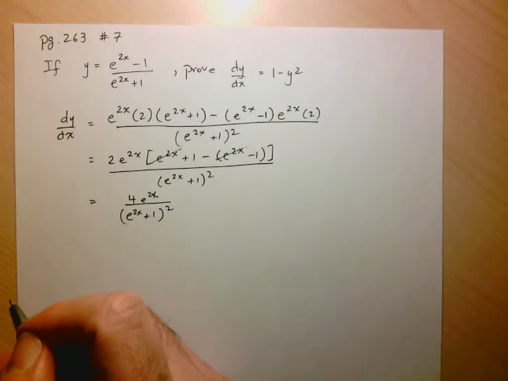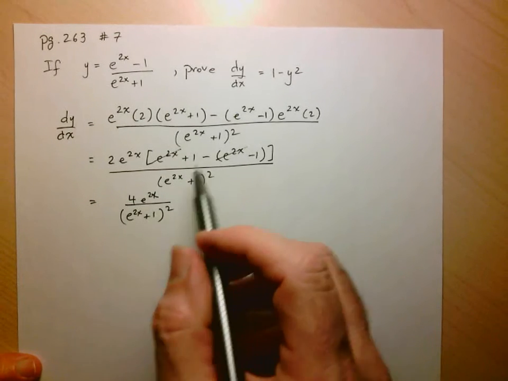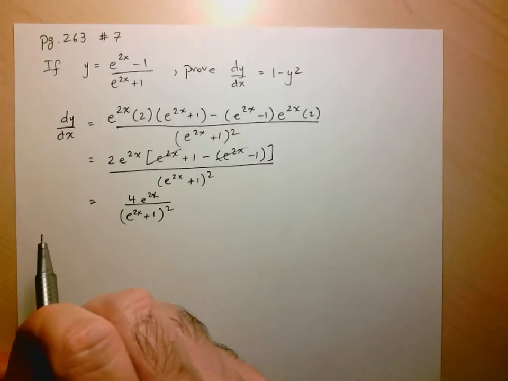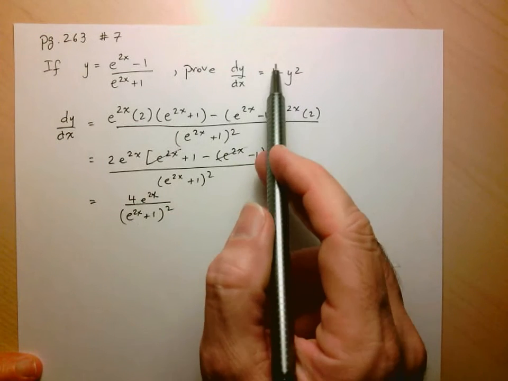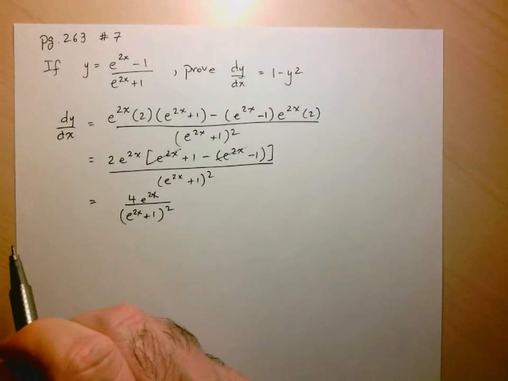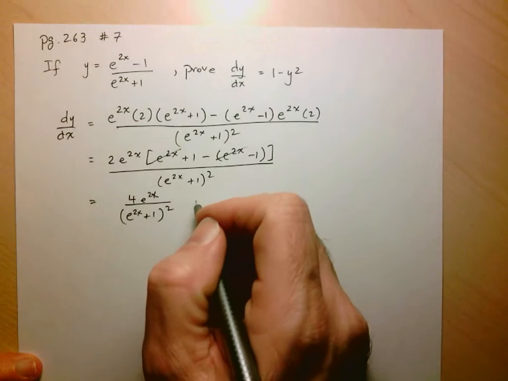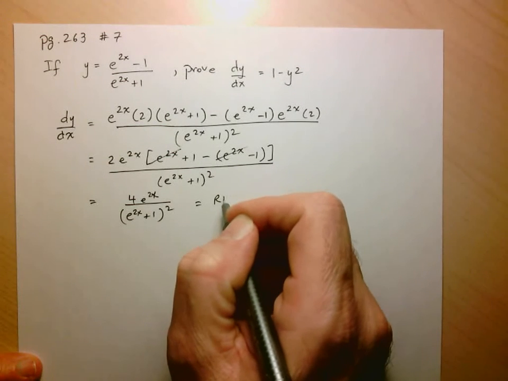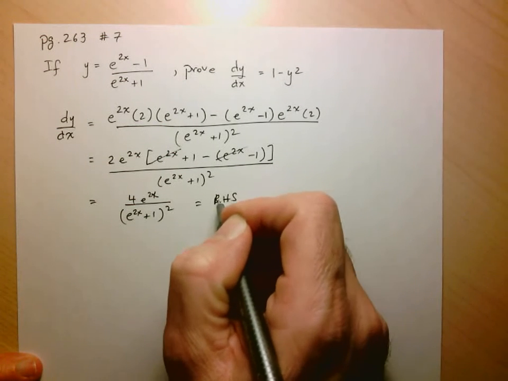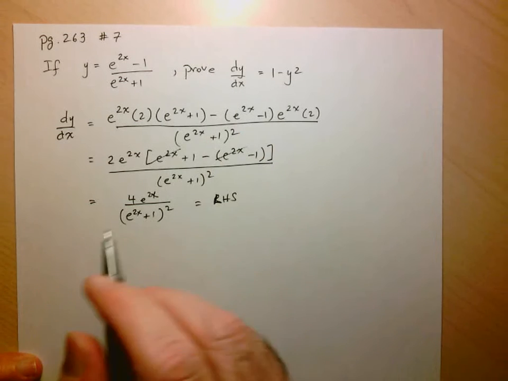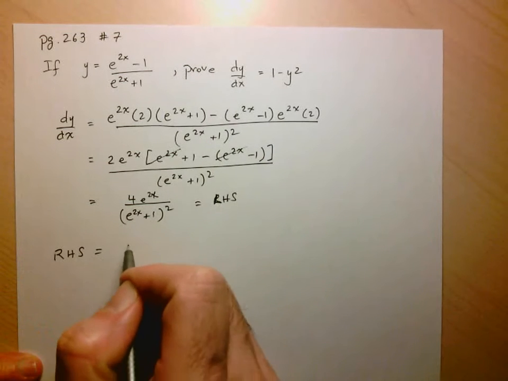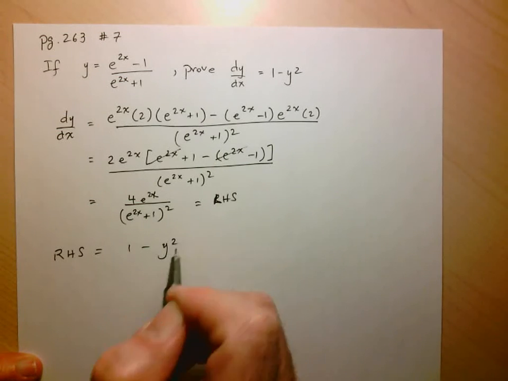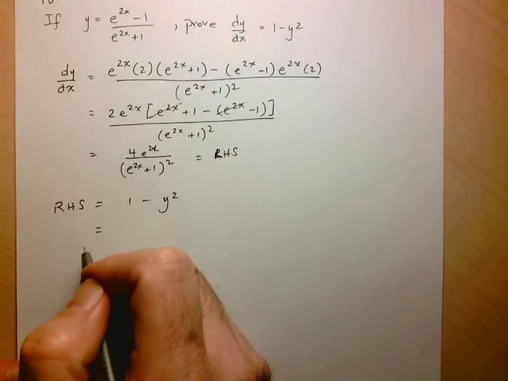Now what we have to do is show that this is equal to 1 minus the original function squared. I'd say the best way to do this is to just actually calculate 1 minus y squared. So this represents the left-hand side of my equality, that one there. And now let's work on the right-hand side, which is 1 minus y squared, and show that they're equal.